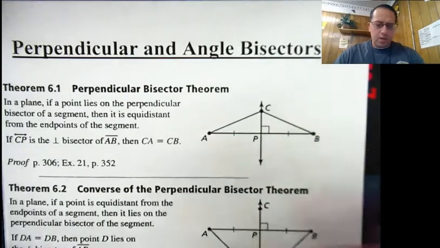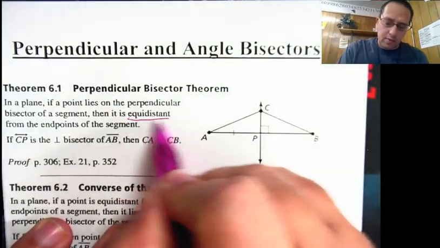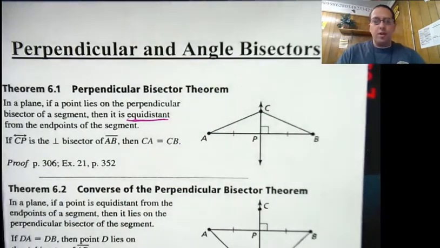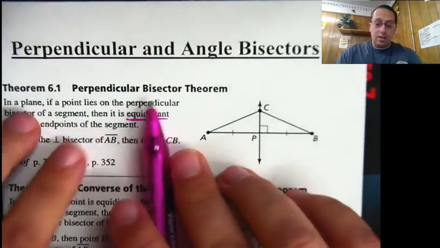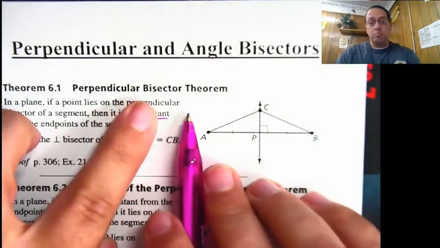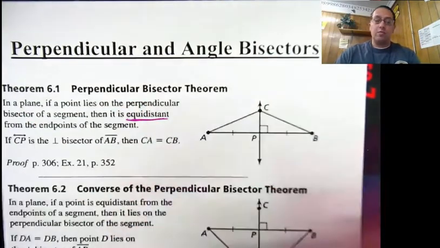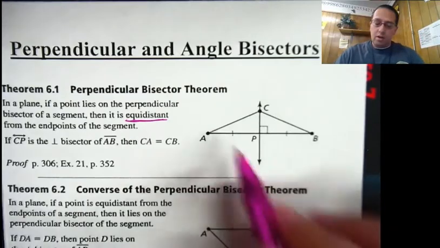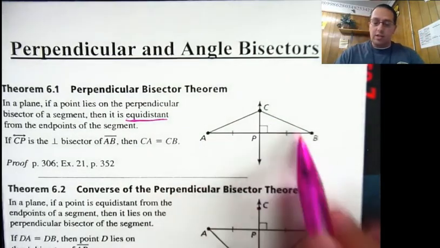Real quickly, equidistant. That probably does need to be defined. You may not have seen that term before. What equidistant means is equal distance. It means they're the same distance. It means these segments are going to be the same length, so the segments are congruent. All right. So what that means is CA is the same length as CB.